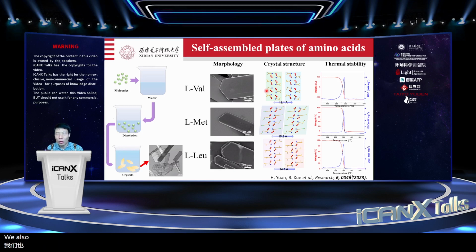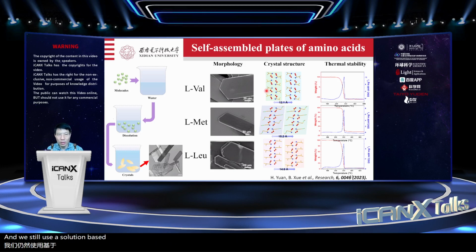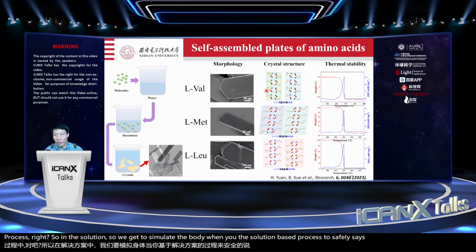We also started to do the synthesis of those materials, just for those three of the same amino acid: valine, methionine, and leucine. And we still use a solution-based method because this is quite simple, right? Our body does all those syntheses at 38 degrees Celsius, a very low temperature, very environment-friendly process. So we just simulate the body. We use a solution-based process to synthesize those different materials.